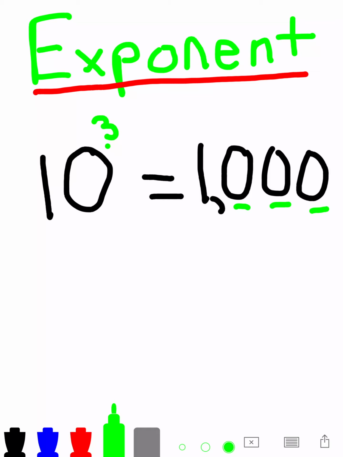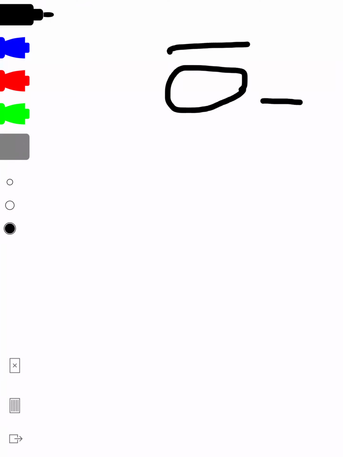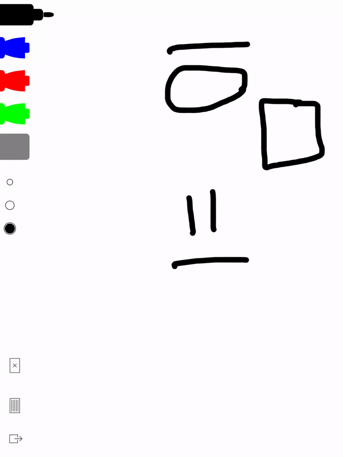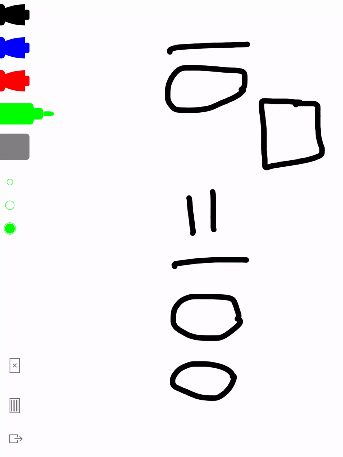An exponent is this. You have a 10, or you can have any number, and the exponent is the small little baby number that goes up top. So 10 to the third would actually equal 1,000. I know it would equal 1,000 because it has a 3 here, so 1, 2, 3 zeros. I hope that makes sense. Now I'm going to erase everything on the screen, and I'm going to show you some examples of how to do the problems for today.